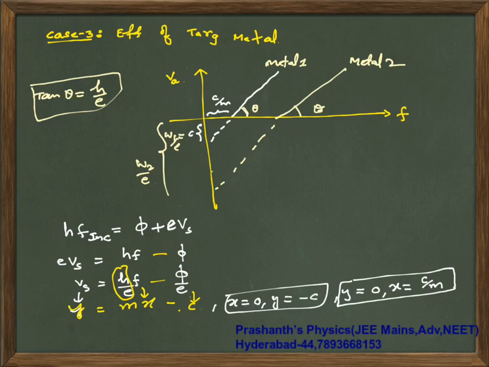Now if you compare work functions, the work function of metal 2 is greater than the work function of metal 1, which is pretty obvious from the graph. So you must have a very good understanding of graphs to learn this as well. So this is the effect of target metal. Now next let us try to draw a graph between maximum kinetic energy and frequency.